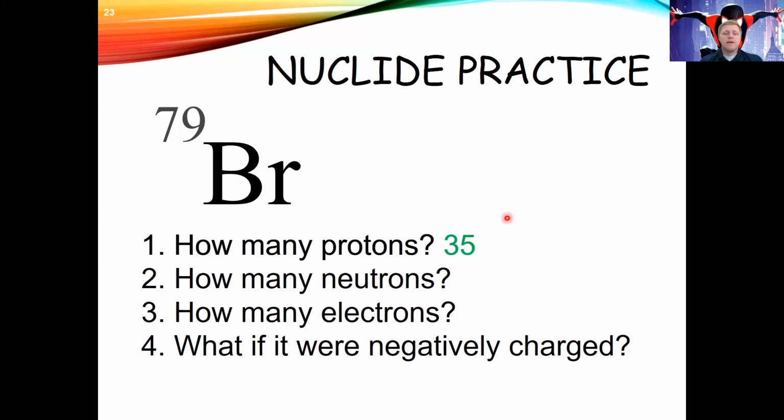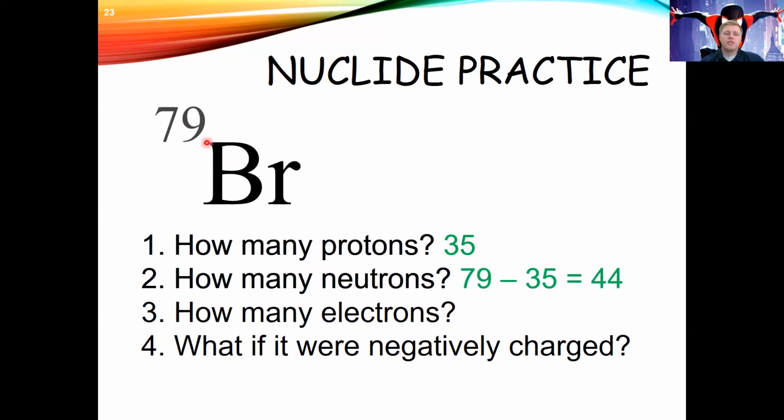All right, so how many neutrons does bromine have? Well, we have bromine 79. We know this 79 is the mass number, which corresponds to the number of protons plus the number of neutrons. So we'd take 79 minus 35 gives us 44 neutrons.